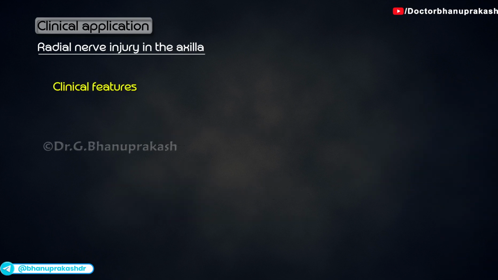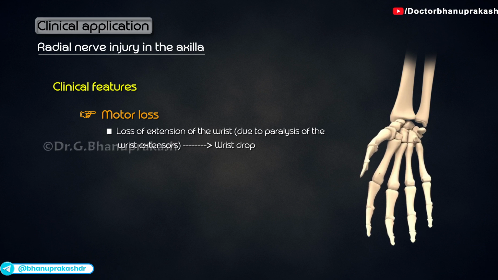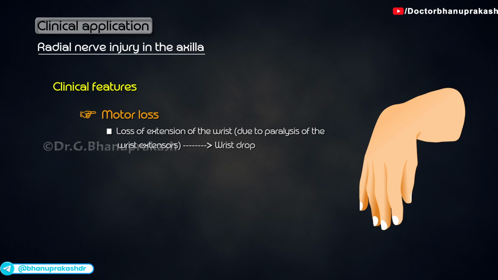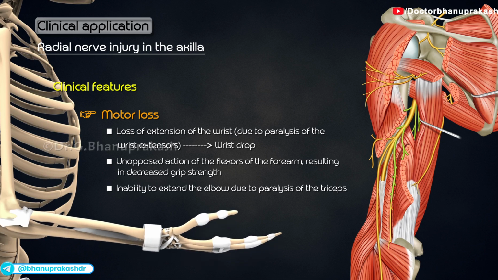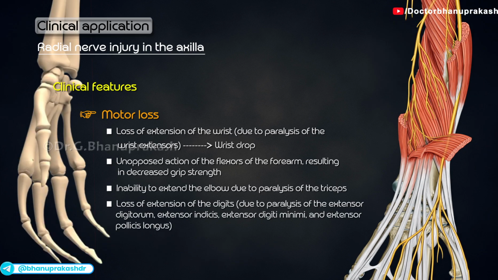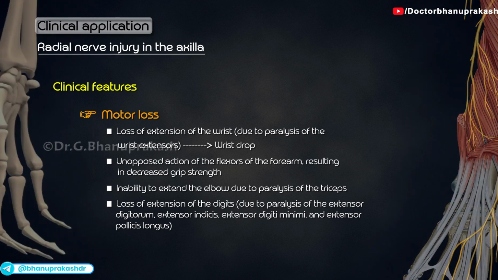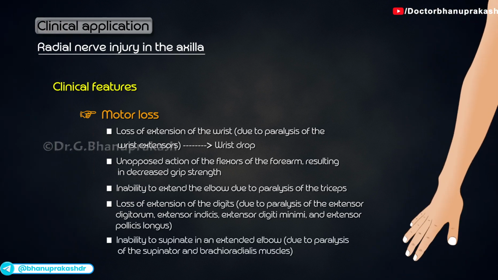The associated clinical features are as follows: motor loss. There is loss of extension of the wrist due to paralysis of the wrist extensors, causing wrist drop. This is due to the unopposed action of the flexors of the forearm, resulting in decreased grip strength. Inability to extend the elbow due to paralysis of the triceps. Loss of extension of the digits due to paralysis of the extensor digitorum, extensor indicis, extensor digiti minimi, and extensor pollicis longus. Inability to supinate in an extended elbow. This is due to paralysis of the supinator and brachioradialis muscles. However, supination becomes possible when the elbow is flexed due to the action of the biceps brachii.